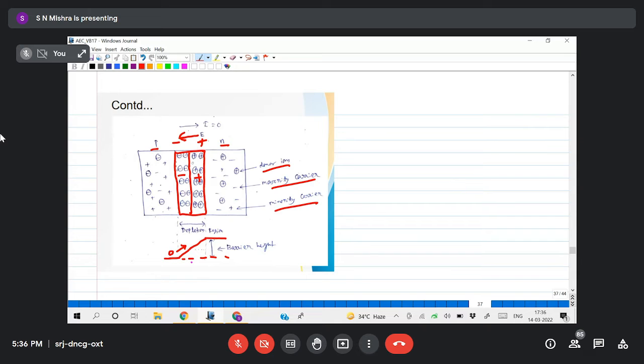Can I find any current if the carrier will not move? No, sir. Zero current. Current is zero. Okay. Now, whatever I have explained is only for the majority carrier.